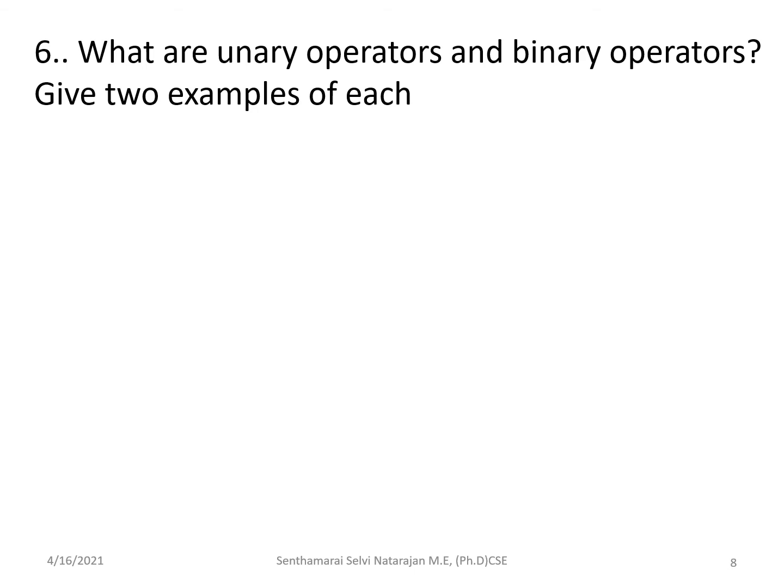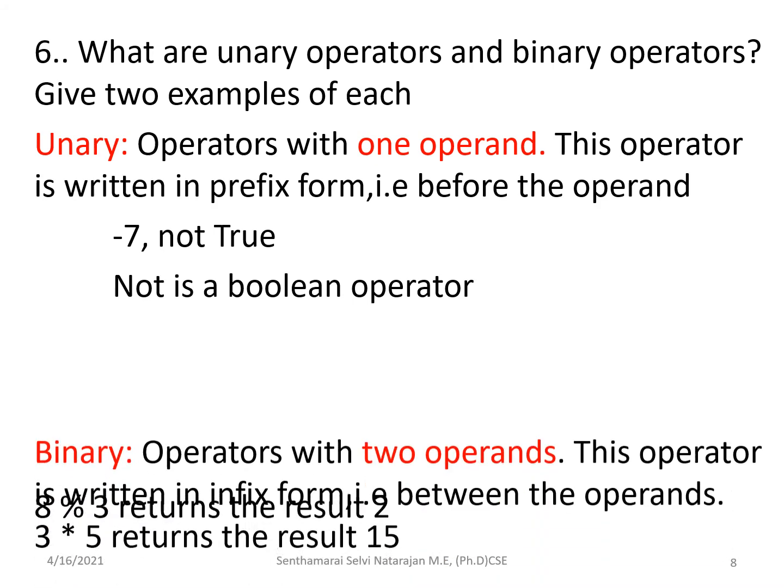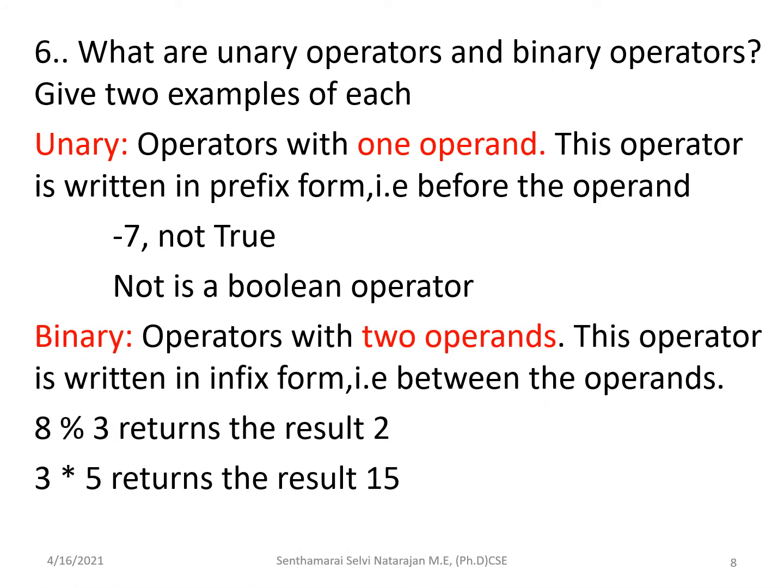The next question is what are the unary and binary operators? Unary operator means the operator which has to operate on one operand, and the binary operator is the operator that operates on two operands. And then unary minus and not, these are examples for unary operators, and this is the Boolean value. Likewise here you are having two operands, and here I have specified the modulo division. So the unary deals with one operand and the binary deals with two operands.